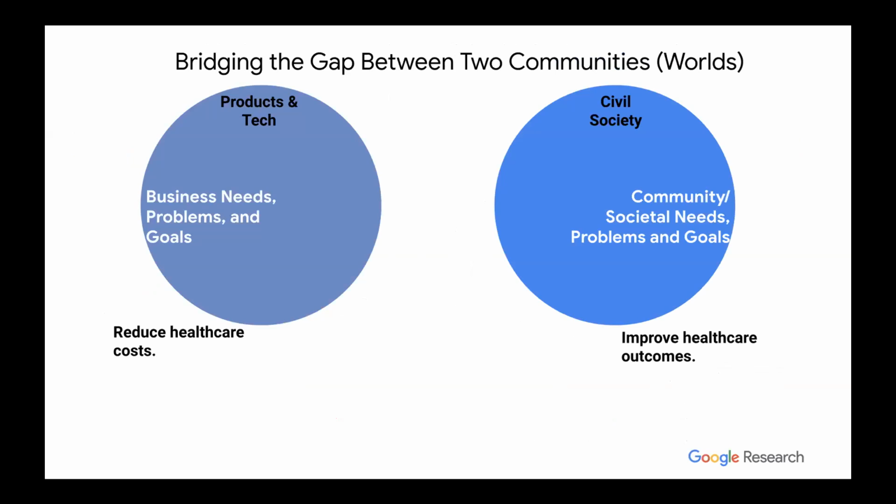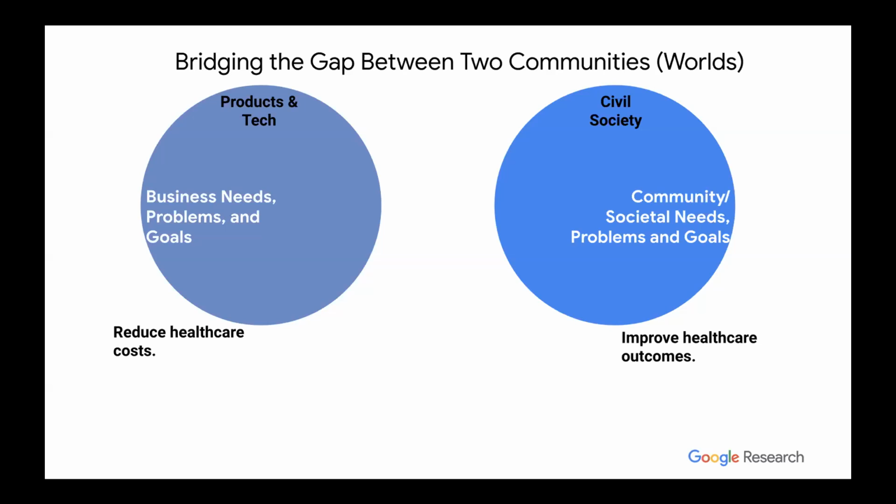Now, I think what this is really about, when you take a step back, is how do you bring two communities together, two worlds together, so they can see the commonalities between the problems that they're trying to solve. So for this healthcare algorithm that was found out to be racist, the goal of the company that created it was to reduce healthcare costs, right? That's the business need and problem that they started with. So you can consider that the product and tech world.